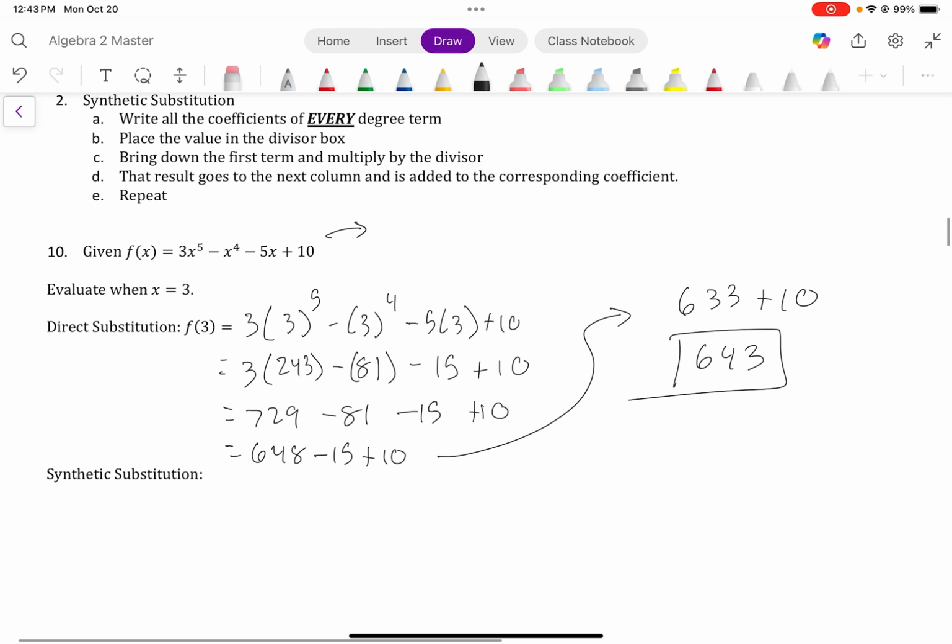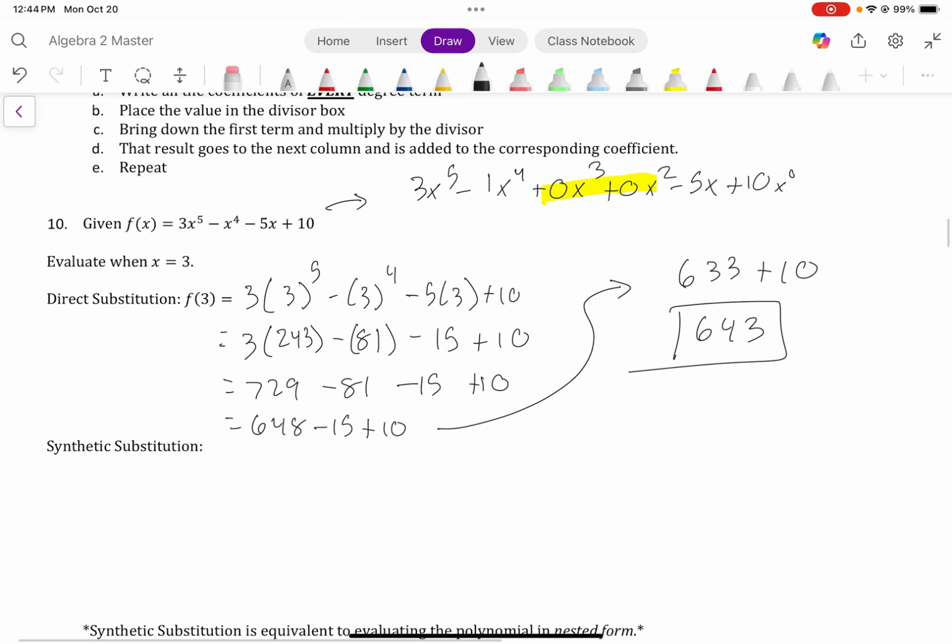So in this problem, we have 3x to the 5th minus 1x to the 4th plus 0x to the 3rd plus 0x squared minus 5x plus 10x to the 0 if you want to write it that way. You don't necessarily need to write that, but if you forget these two terms, your whole process is going to go upside down quickly, which is not great. So what I'm going to do is write my coefficients: 3, negative 1, 0, 0, negative 5, positive 10.